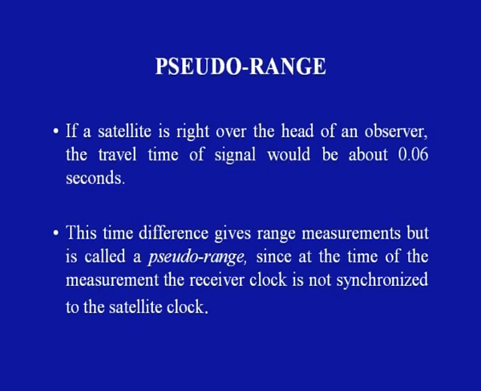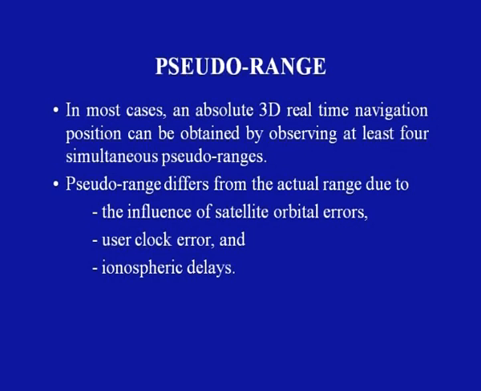If a satellite is directly over the head of an observer, the travel time for a signal would be about 0.06 seconds, which is a very small time. Well, this time difference gives range measurements, but it is called a pseudo range since at the time of the measurement the receiver clock is not synchronized to the satellite clock. In most cases, an absolute three-dimensional real-time navigation position can be obtained by observing at least 4 simultaneous pseudo ranges. These pseudo ranges differ from the actual range due to the influence of satellite orbital errors, user clock errors, and ionospheric delays.